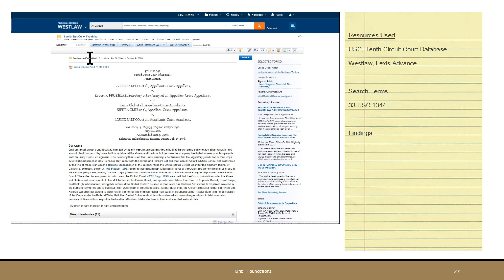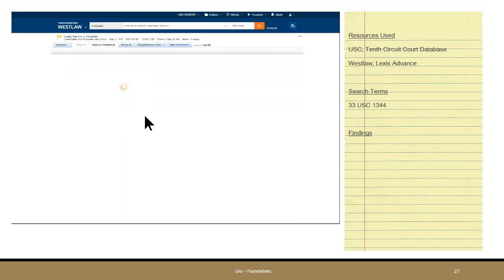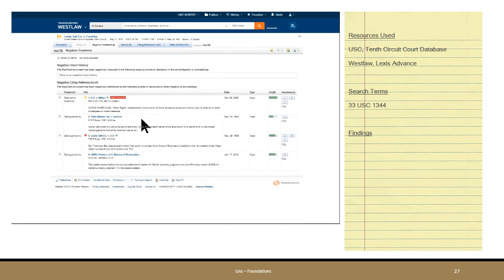So what we would do is we'd first note this decline to extend, and then we'd want to look at the negative treatment tab. And this is going to give us those cases which are most negative. The Milner case, which we saw already, and then you'll see these three other cases have distinguished our case, including a district court decision.